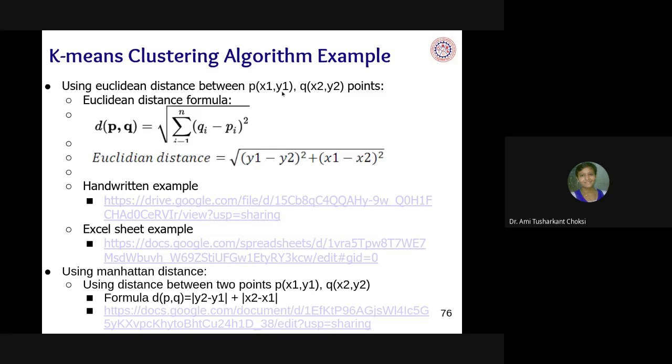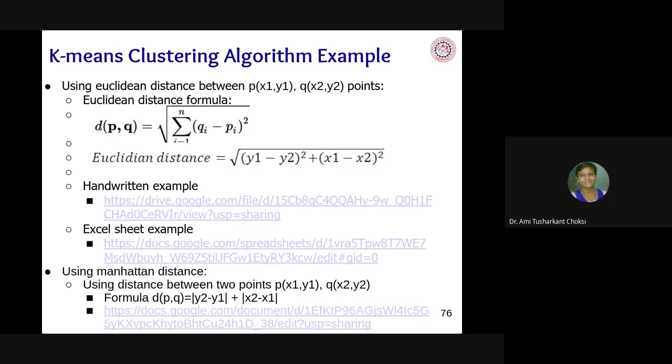Or normally, as we have considered the 2 points, we can see it as (y1 minus y2) whole square plus (x1 minus x2) whole square and take the root of it. That is the Euclidean distance between 2 points. Recall your point and distance finding formula for that. There we were using this. This is the Euclidean distance. That is, find the distance between 2 points.